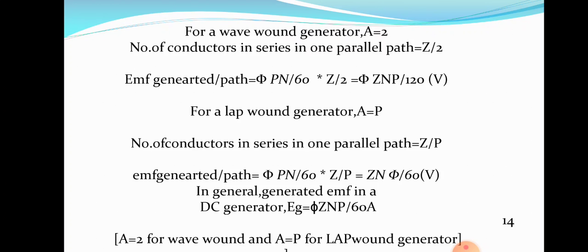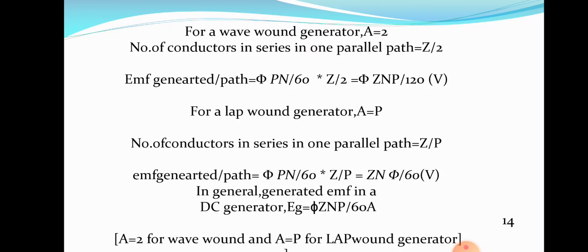So the number of conductors in one parallel path, as far as lap winding is concerned, is equal to Z by P. Totally Z conductors are there. If it is a lap winding, there are P parallel paths. Therefore, the number of conductors in one parallel path is Z by P. Whereas in the case of wave winding, it is Z by 2, because there are 2 parallel paths. In the case of lap winding there are P parallel paths.